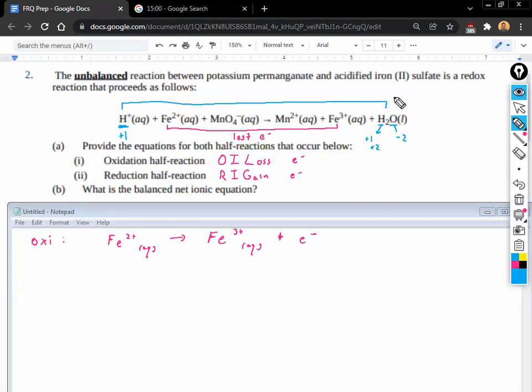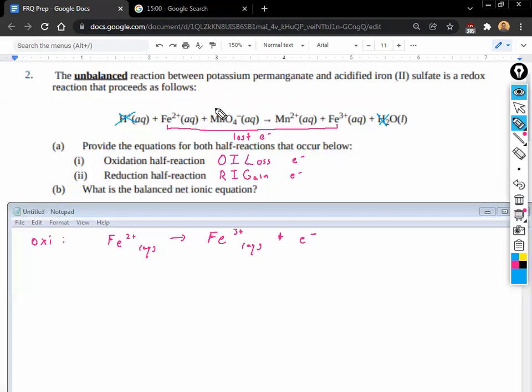So what happened to hydrogen? Did hydrogen gain or lose any electrons? No, it kept the same oxidation number, so we can just erase that. We don't need to worry too much about the hydrogens. Okay, let's move on to the next element.